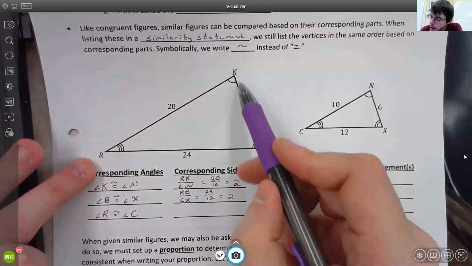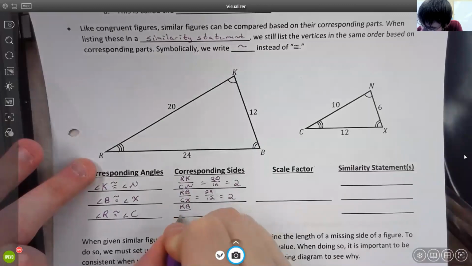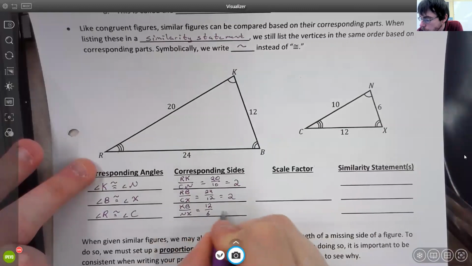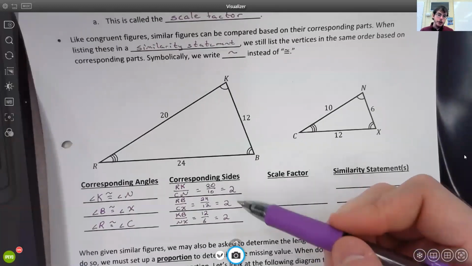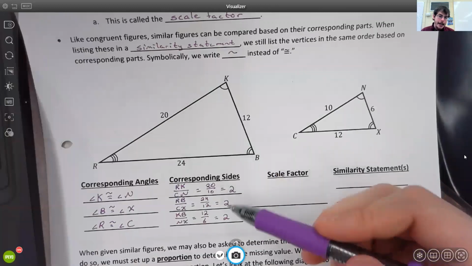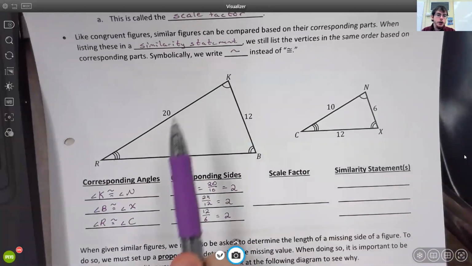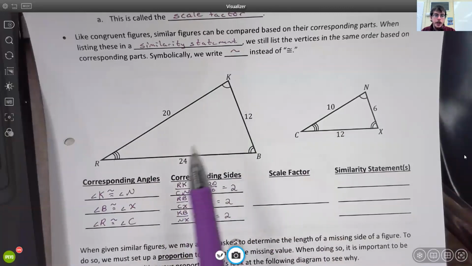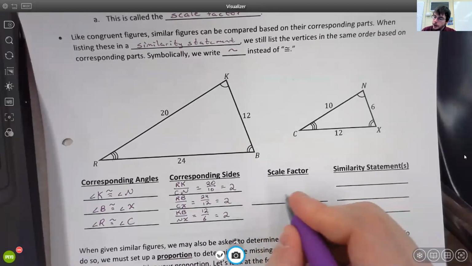And then finally, we see KB and NX, which would be 12 over 6, which would be 2. Now notice when we calculated the ratios that all of these had the exact same ratio. That's important. So since we have 3 pairs of congruent angles as well as 3 sets of proportional sides, that means that these are similar and they have a scale factor of 2.